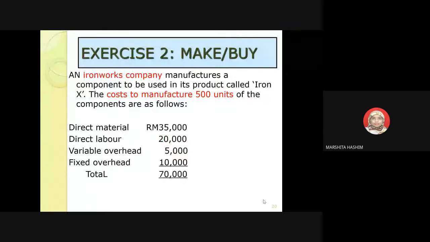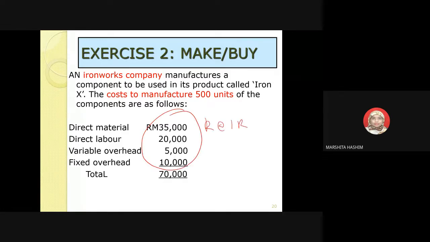Second exercise. An ironworks company manufactures a component to be used in its product called Iron X. Cost to manufacture 500 units of the components are as follows. You have direct material, direct labor, variable overhead, and fixed overhead. Again, you must identify whether this cost is relevant or irrelevant.